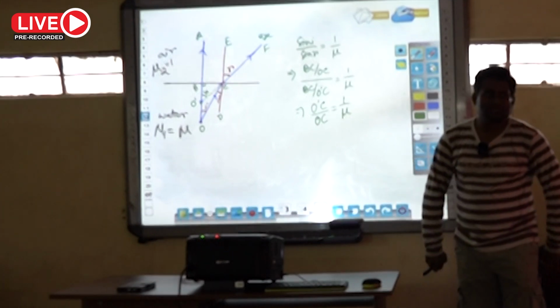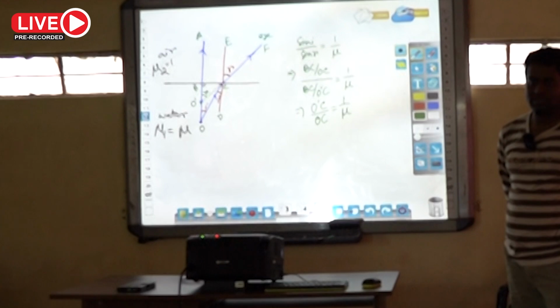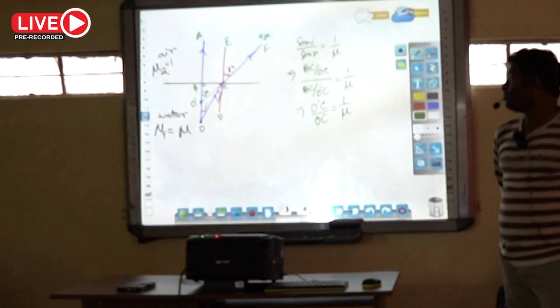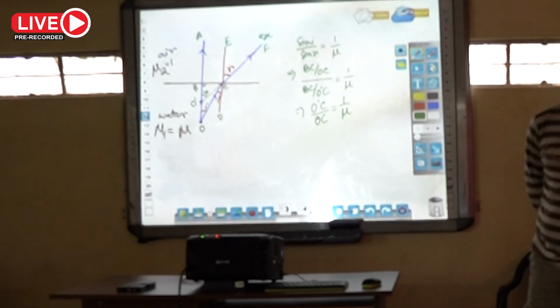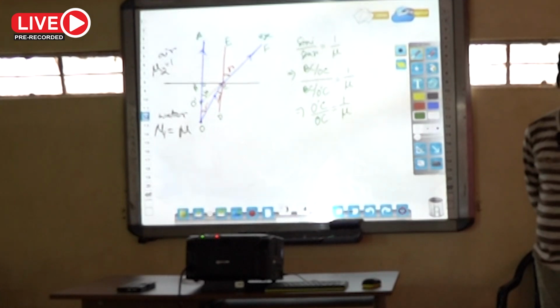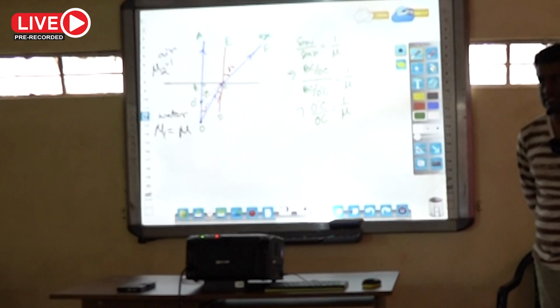So what is O prime C? It is called apparent depth, and OC is called real depth. So we got the formula, real depth by apparent depth equal to 1 by mu. But you cannot argue from this step, because OC and O prime C are not depth, these are the slant heights. Depth means OB and O prime B. Real depth is OB; the perpendicular distance should be taken as the depth, not the oblique distance.